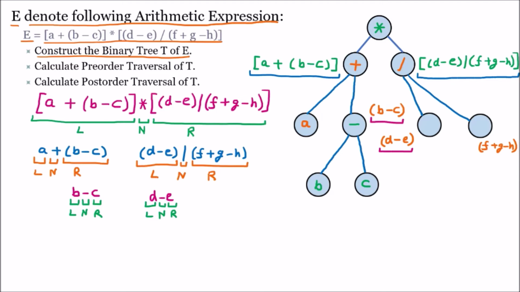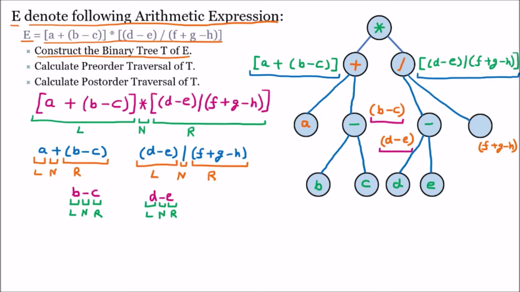Now we are constructing two more nodes here. So now two more nodes are added. Now the parent node is minus, so we are adding minus here. On the left hand side we have D, so D is the left child, then the right child is E. So this is how this is also covered.